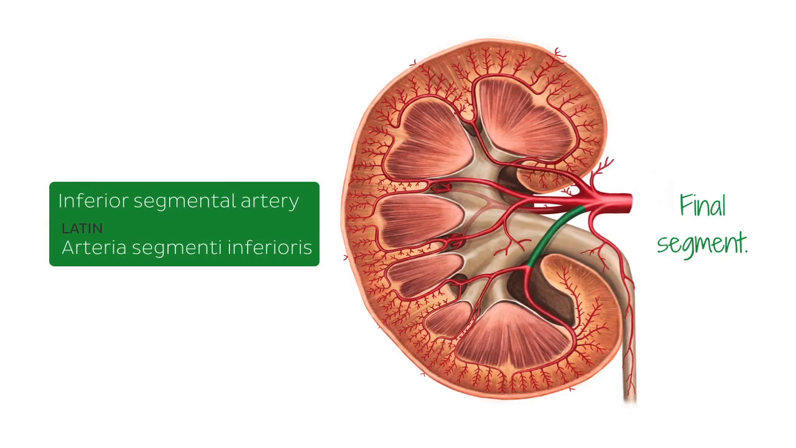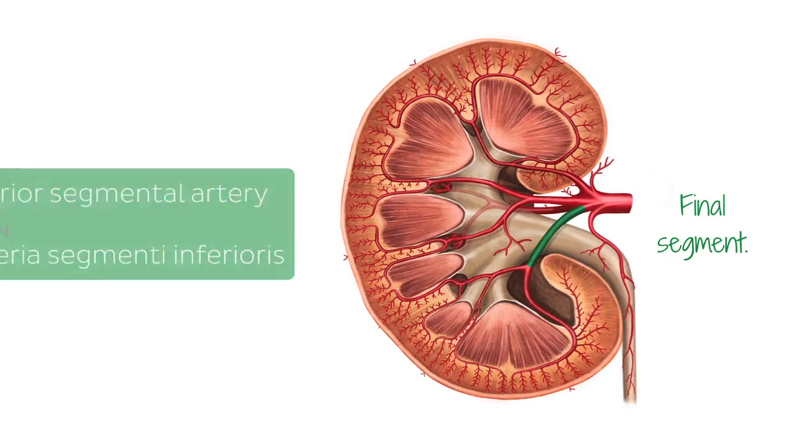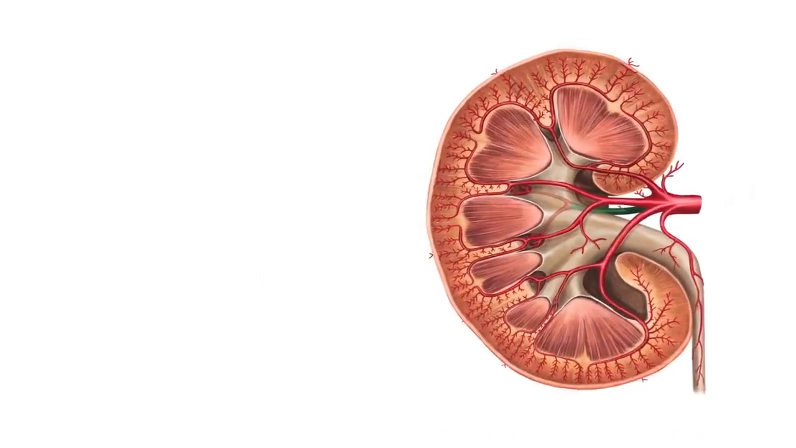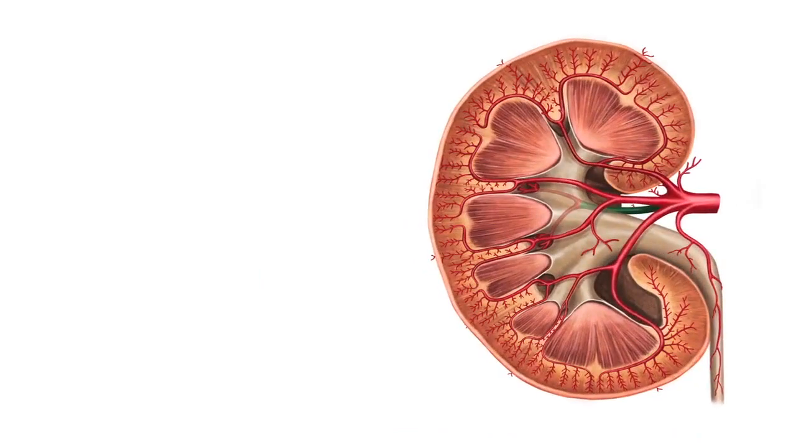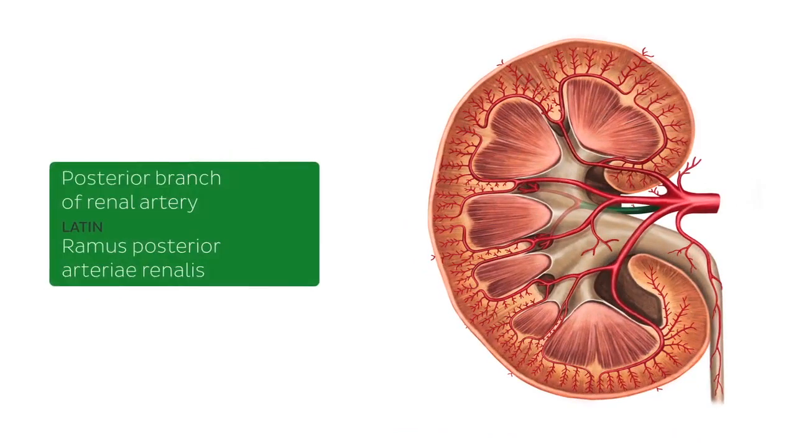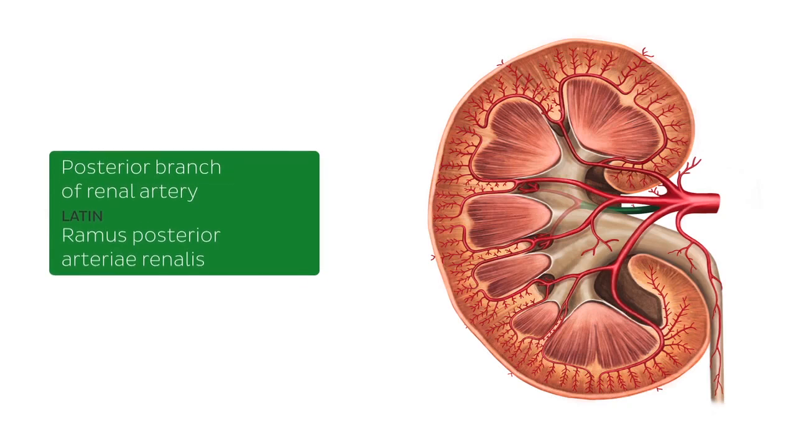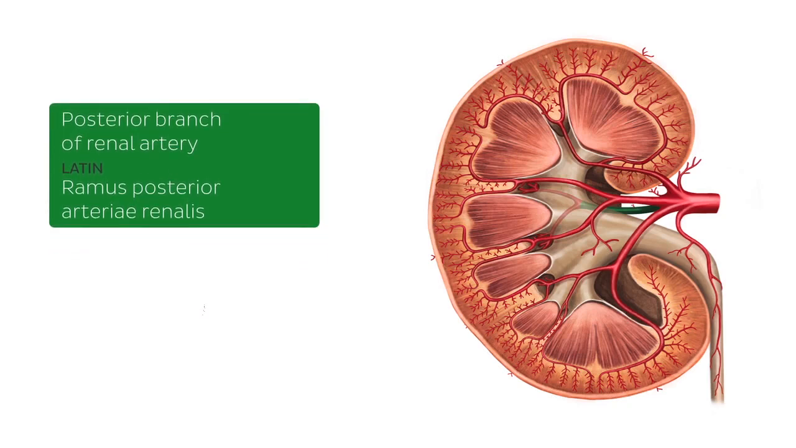Now that we covered all the branches of the anterior branch of the renal artery, it is time for us to move on to, as you can see here highlighted in green, if you remember correctly, the posterior branch of the renal artery. And the posterior branch or posterior ramus of the renal artery gives rise to only one segmental artery, which is then known as the posterior segmental artery.